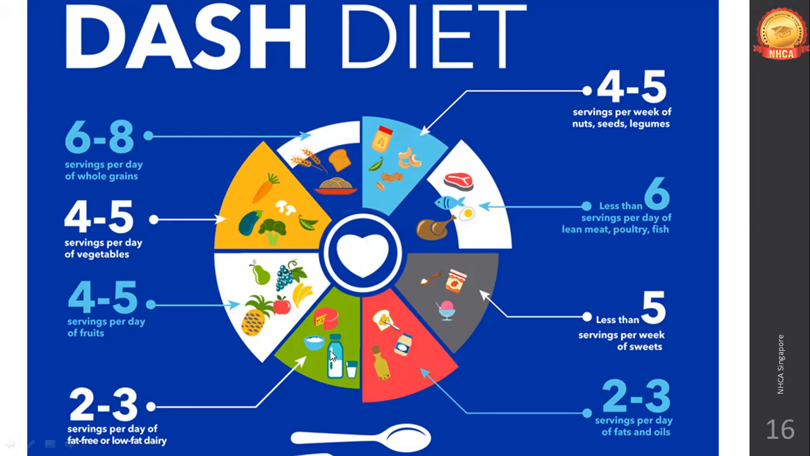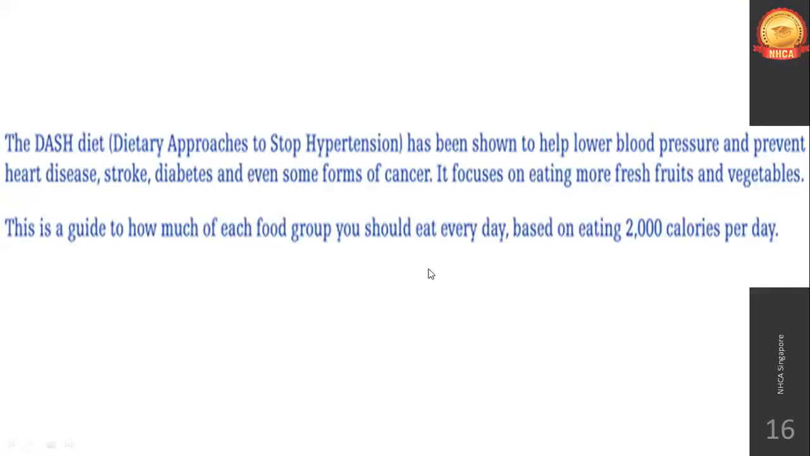So this is how the DASH diet is formed. Good for cardiac health. DASH stands for Dietary Approaches to Stop Hypertension. It has been shown that if you follow the DASH diet, you can lower your blood pressure and prevent diseases like stroke, diabetes, and even some forms of cancer. So the main focus here, if you remember, was to eat more fresh fruits and vegetables and to reduce sweets and reduce trans fat in the diet. Simple approaches.